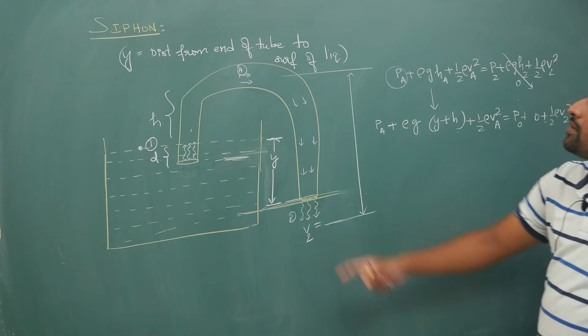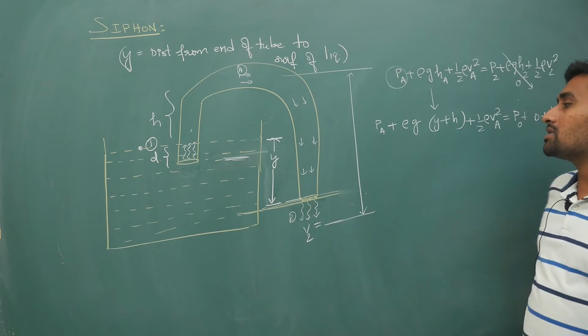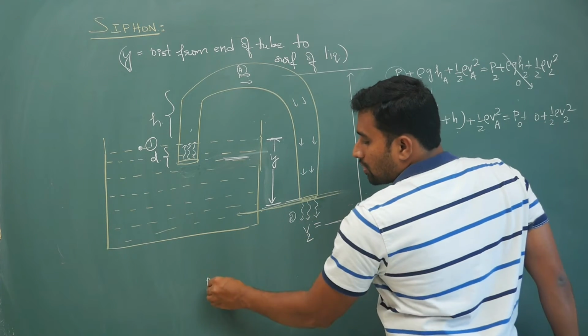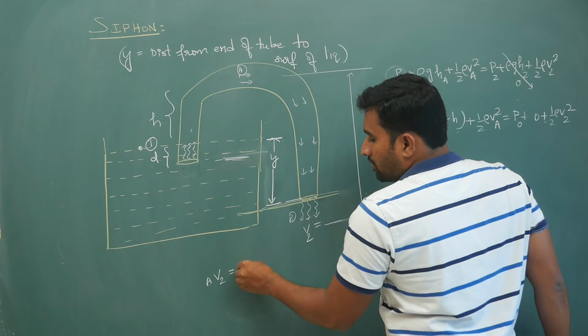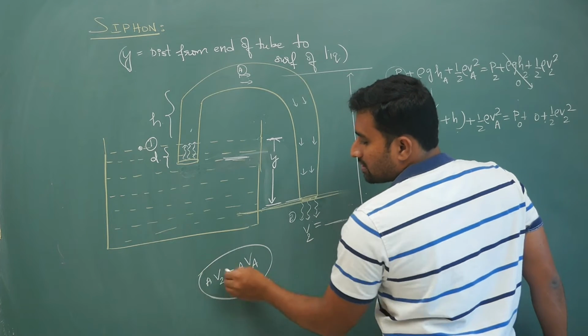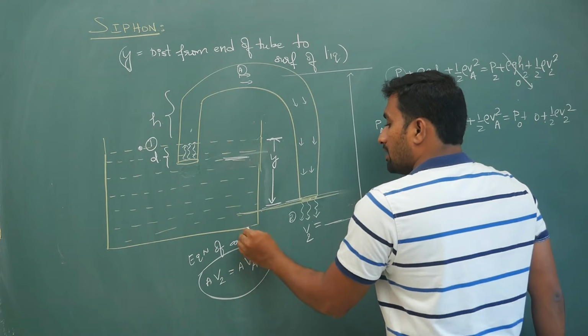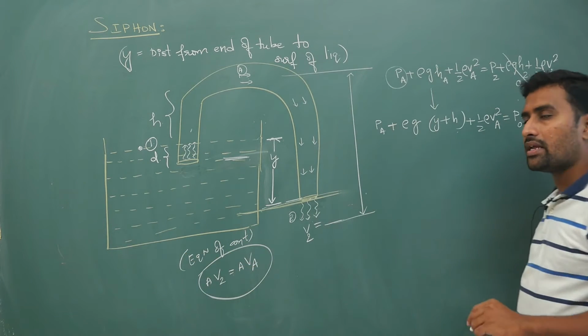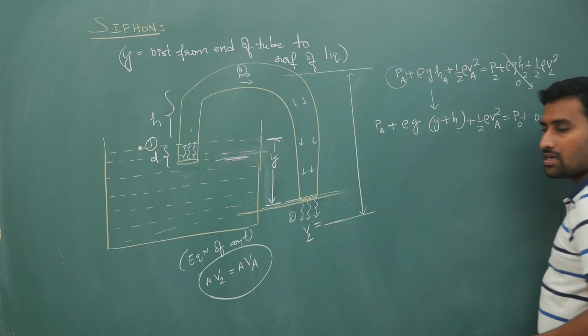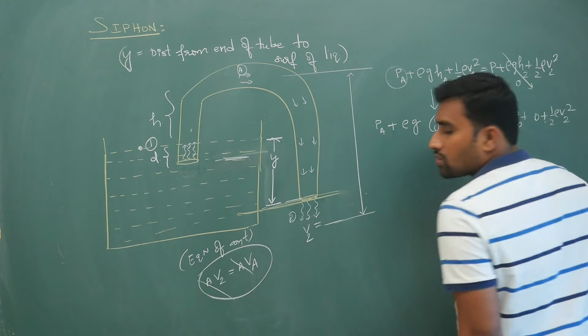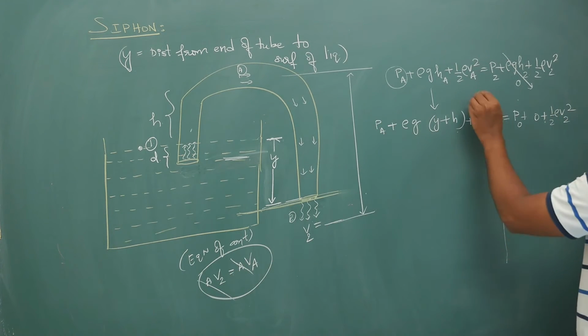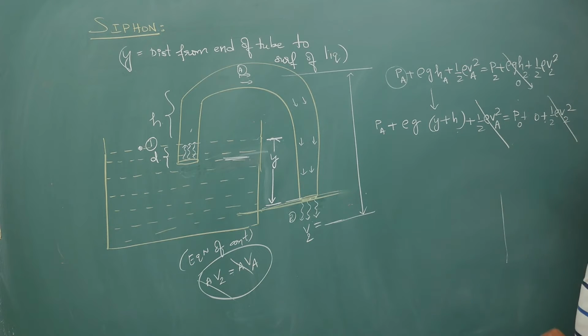Now your V2 and VA are equal because the area of cross section of the tube is constant. A times V2 is equal to A times VA. This is your equation of continuity, which must hold because it is an ideal fluid. So your V2 is equal to VA, and this term will cancel off.